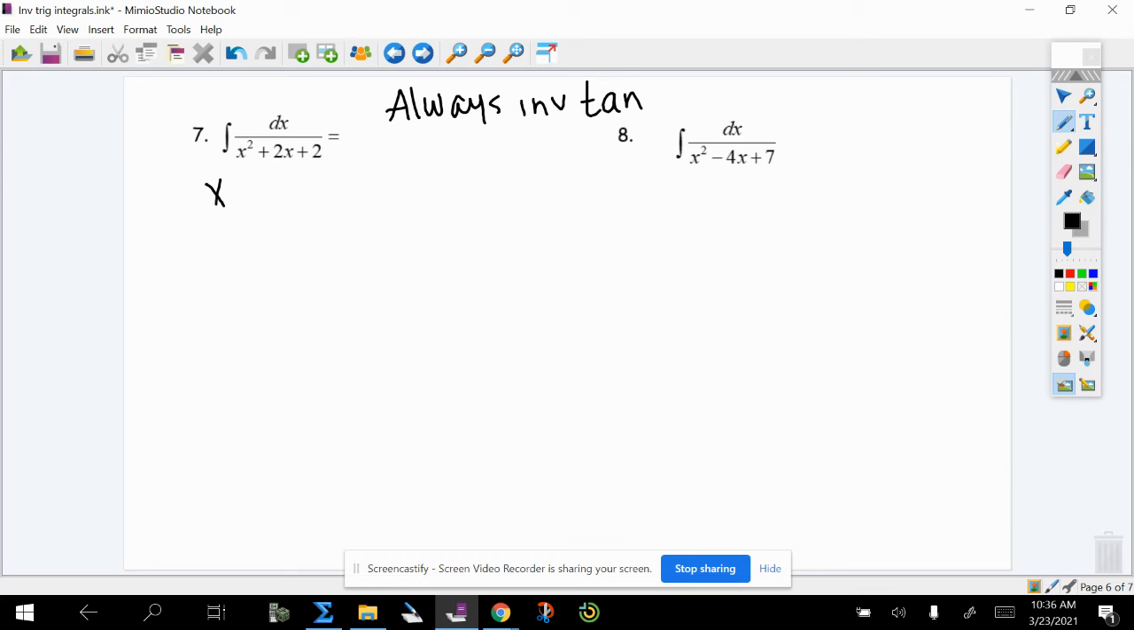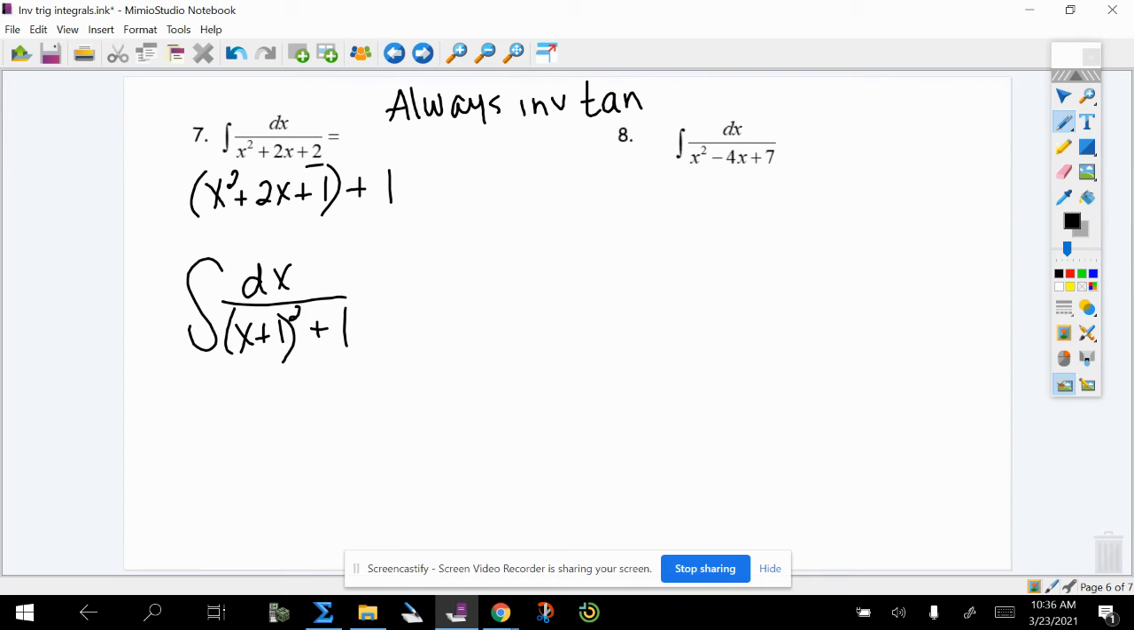So what you're going to do is take your first two terms and figure out what you need to complete the square. Well, half of 2 is 1. 1 squared is 1. So you need 1 to complete the square. You started with 2. So you basically borrow one of those, and then you have 1 left over. So we can rewrite this as the quantity x plus 1 being squared plus 1. It is now in a perfect inverse tangent form.